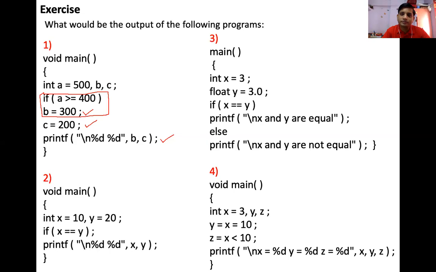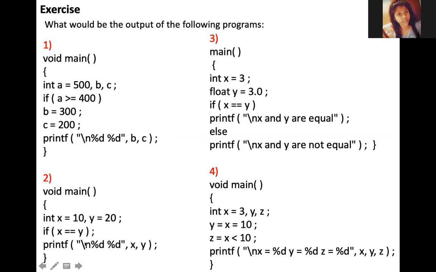Check the next one. Sir, the next one is also the same. There will be a syntax error, right? According to the condition, it will print 10 and 20 itself. Yes, sir. 10 and 20 only will get printed. Is there any syntax error here?